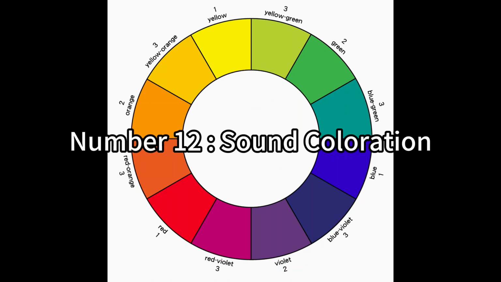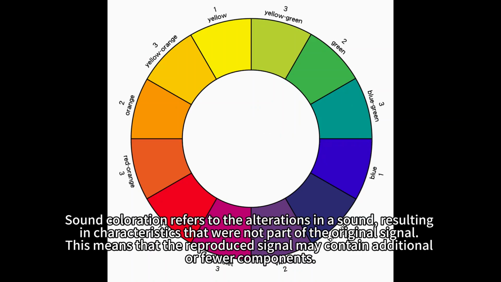Number 12. Sound coloration. Sound coloration refers to the alterations in a sound, resulting in characteristics that were not part of the original signal. This means that the reproduced signal may contain additional or fewer components.